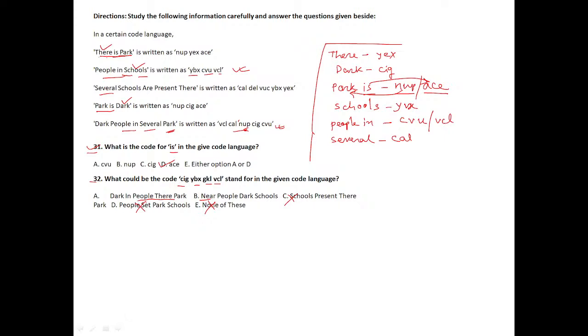Okay, now dark is CIG. YBX is not there. YBX is here, but we have not found out. Okay, so schools is, yeah, this is YBX, this is not YB, this is YBX. So this is schools, dark schools. So option B is the answer, right? We have not checked the rest too, because dark and school should be there, and dark and school is not in A or any of the other options. Okay, so this is it.